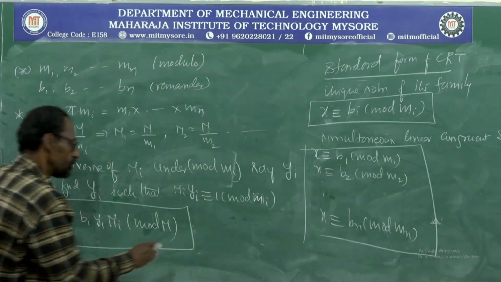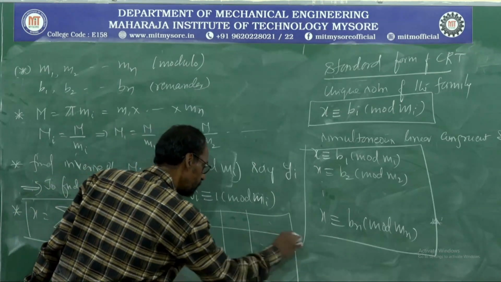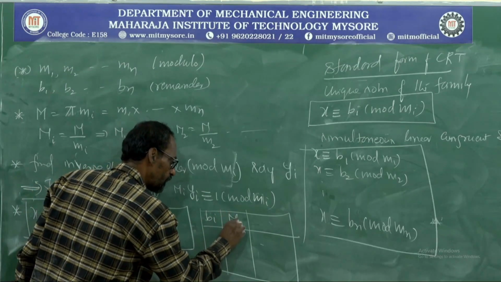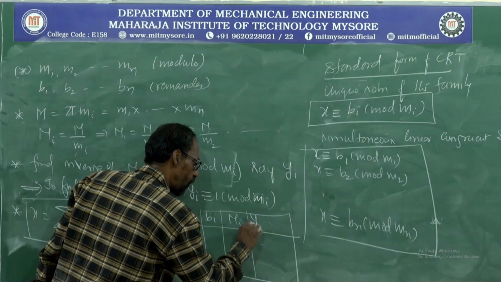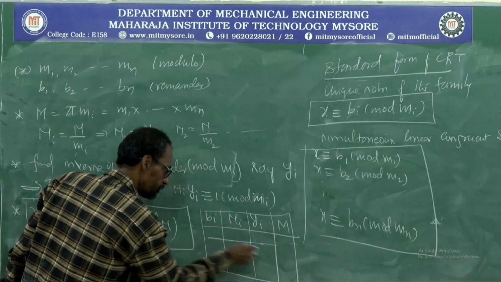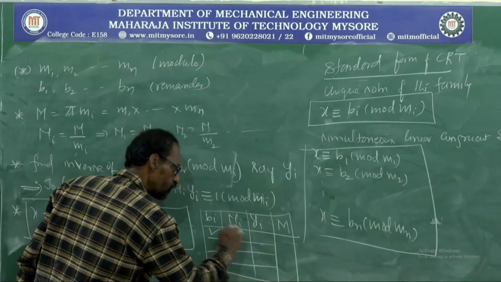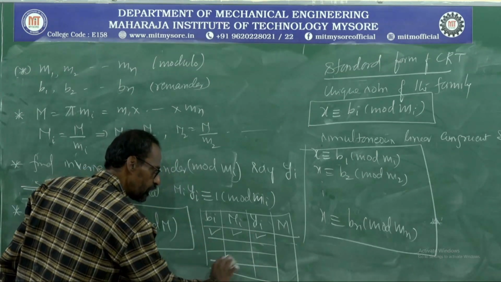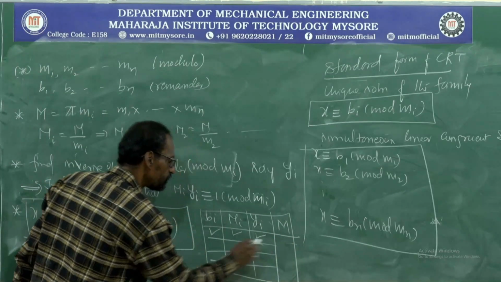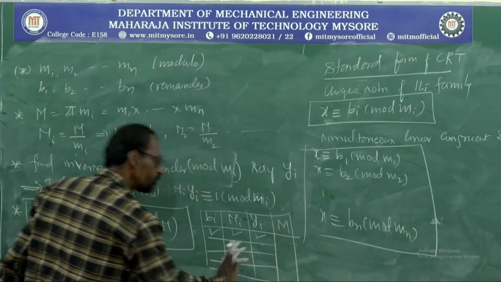I can do my solution. So you can write a table for that. What are the 3 components we want? We want small bi, we want capital Mi, we want small yi, and we want capital M. You fill the values; it is given, we can evaluate, it is the inverse. M is a product of the moduli, which you already got. You just write the product here and multiply, plus multiply, plus multiply under modulo M, and you are going to get the solution.